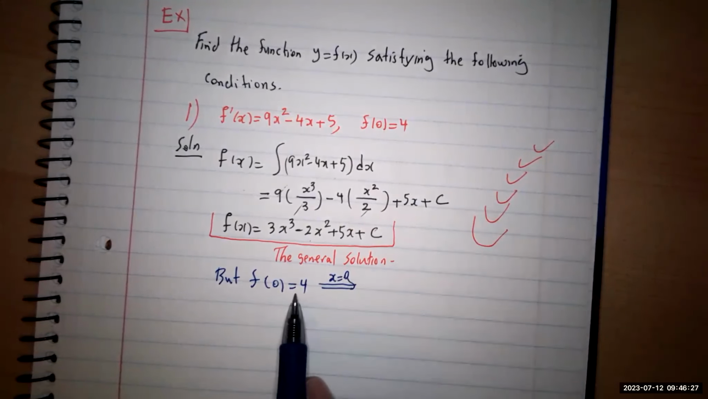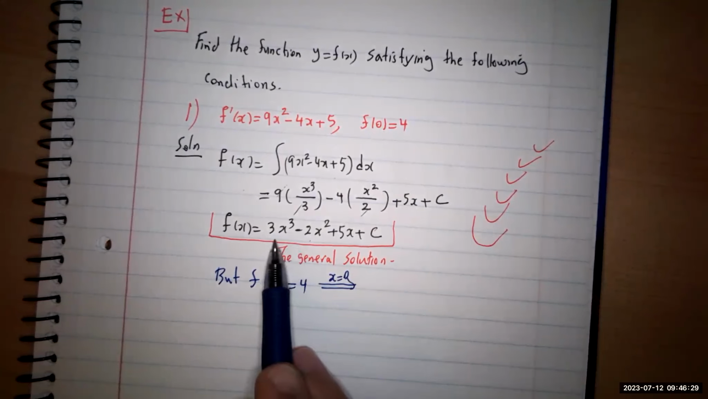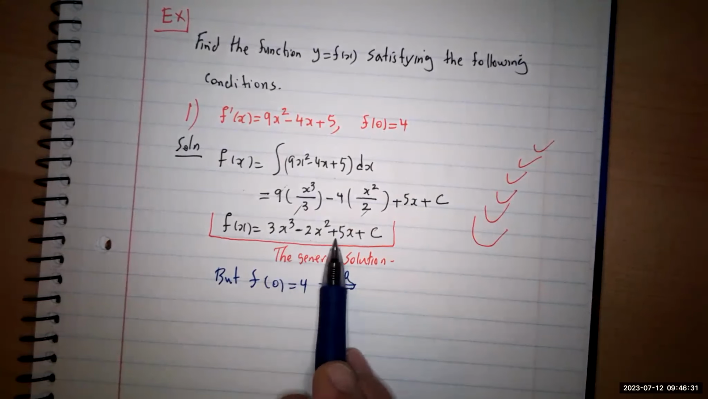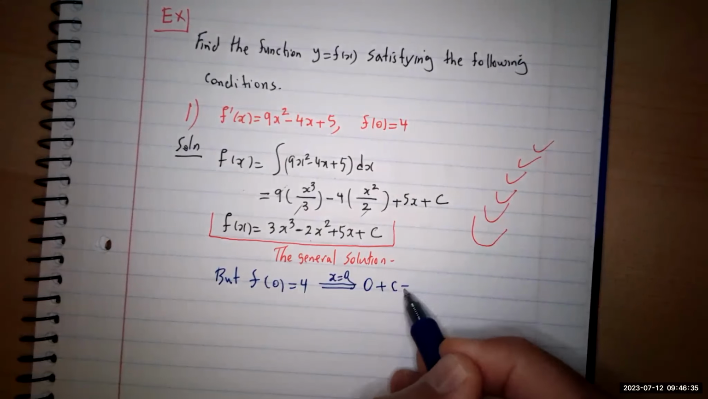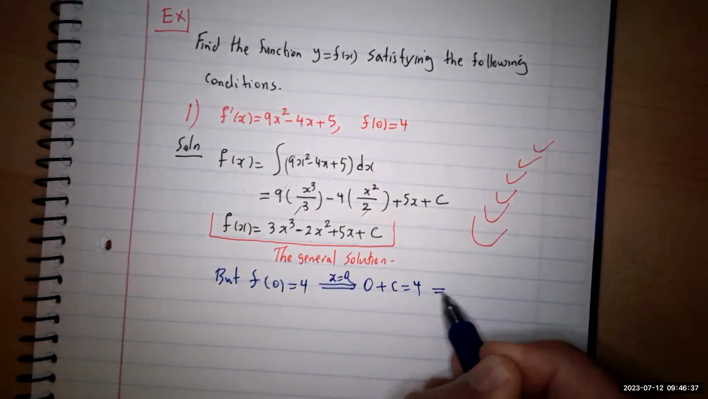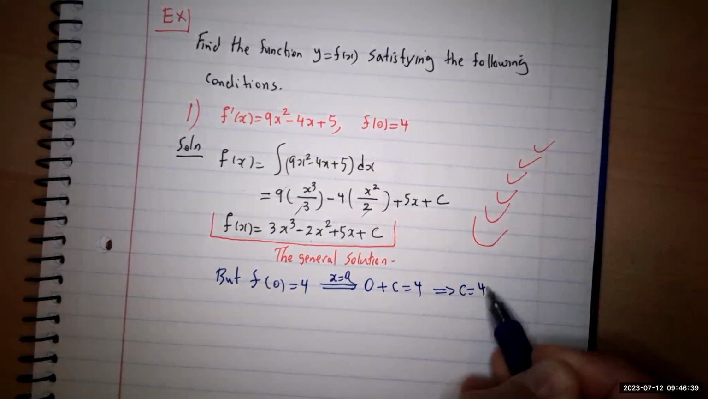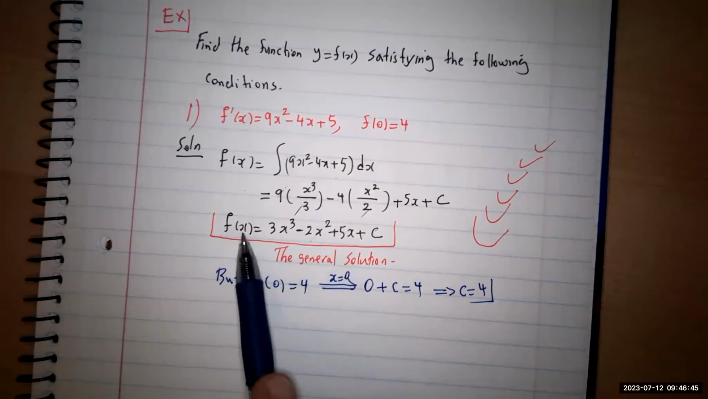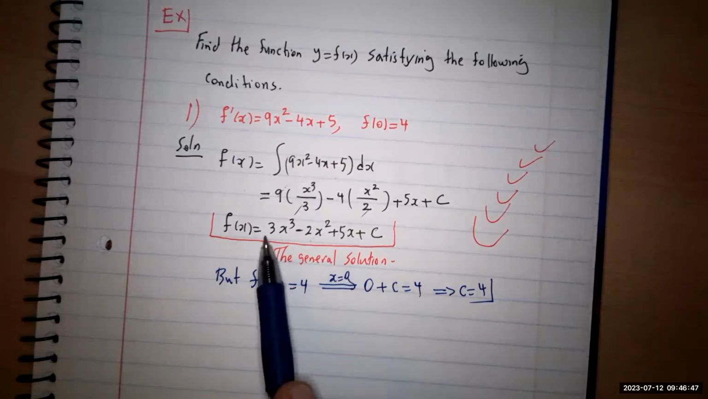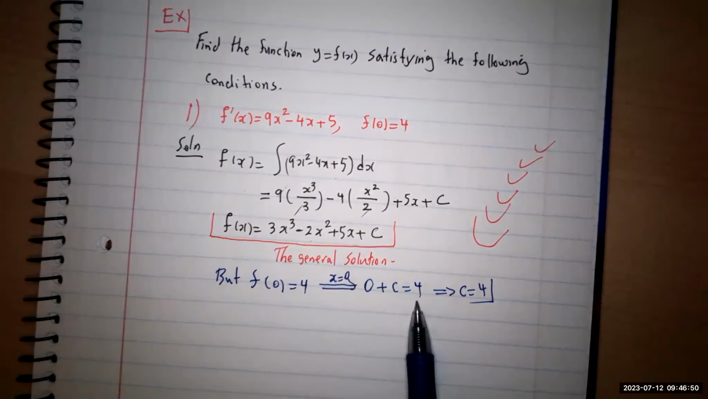Then your function would be equal to 4. If x is replaced by 0, that gives you 0, 0, 0. So that gives you 0 plus c, which is equal to 4. So c would be 4 for this problem. Okay, so you put the 0 on both sides of the equation. f of 0 is equal to 4. And if you put the 0 here, that gives you just c.